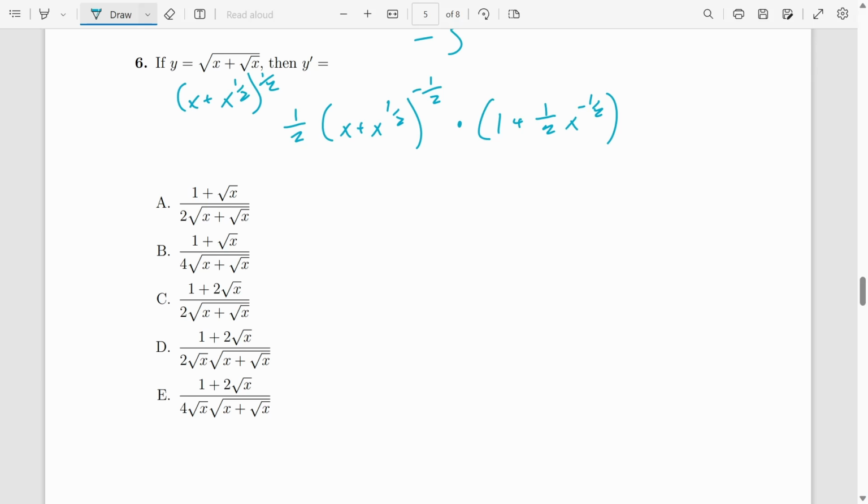We can substitute all of these 1/2 powers back into square root symbols. So this becomes 1/2 times, actually before we do that, all of this is raised to the negative 1/2, which is the same as 1 over the square root of the inside. So this is now 1 over 2, so we got the 1/2 accounted for. Now it's the square root of the inside, so it's x plus the square root of x. That's the left part. And the right part is 1 plus 1/2 times the square root of x on the bottom, so this is 1 over 2 square root x.